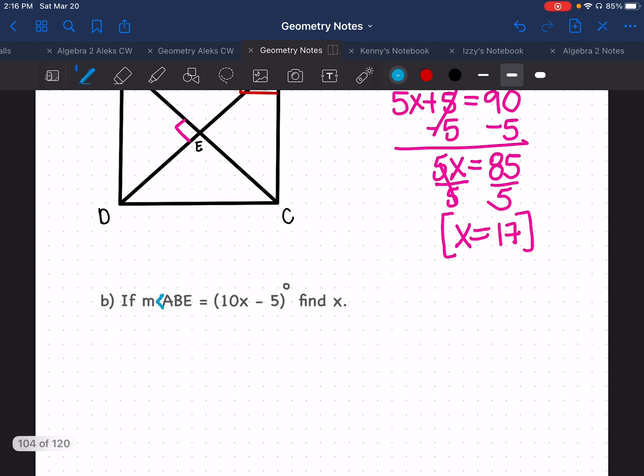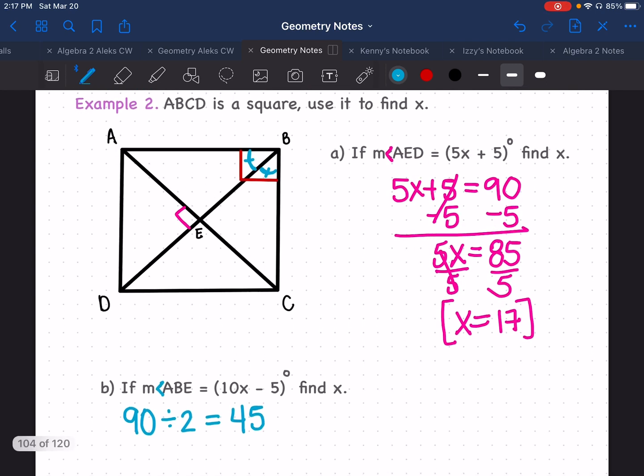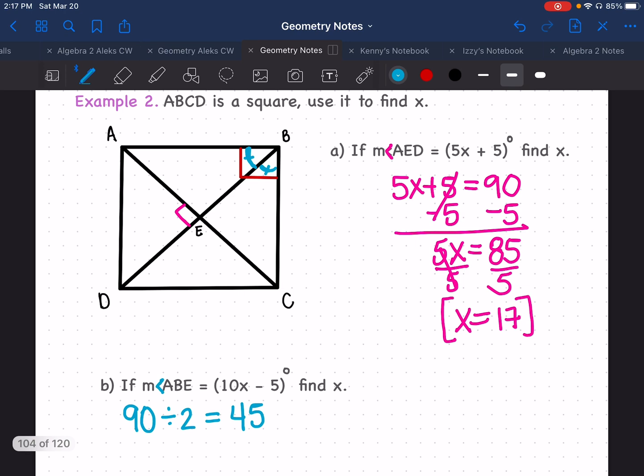So the first thing I'm going to do is take my 90 degrees and divide it by 2. Because that's what bisect means. 90 divided by 2 is 45. Each of these angles at B is 45 degrees. So the one that they want, this one right here, is the one they want.